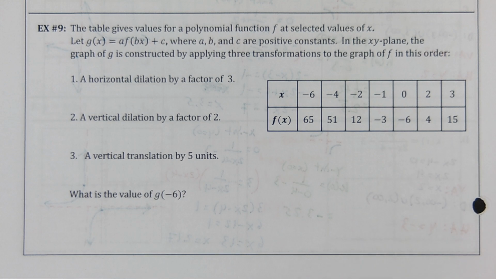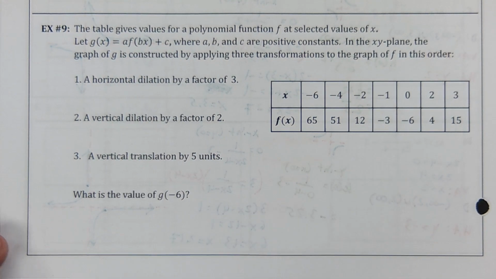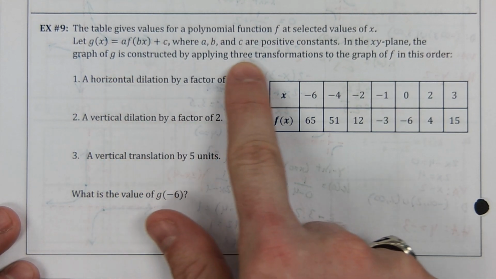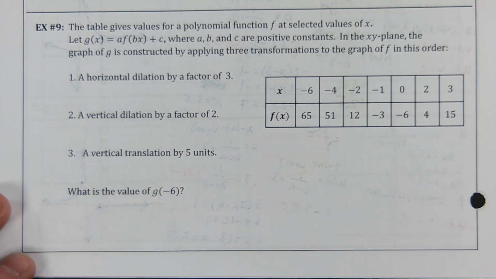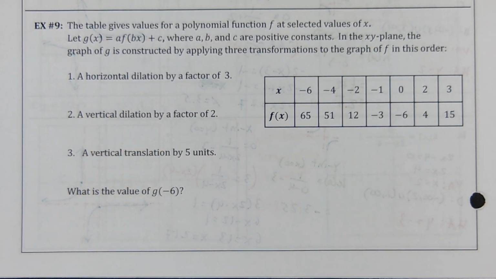Okay, recording again. What was I talking about? Oh, yeah. There's no reflecting because we know that a, b, and c are positive numbers. So we've got some vertical dilation, horizontal dilation, and a vertical shift. The graph of G is constructed by applying 3 transformations in this order. Horizontal dilation of factor 3.